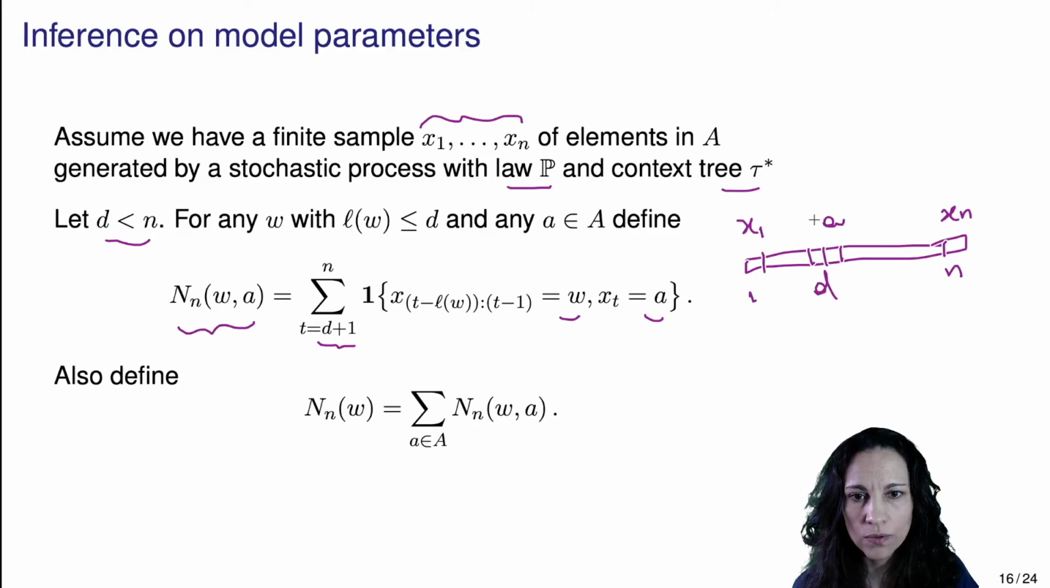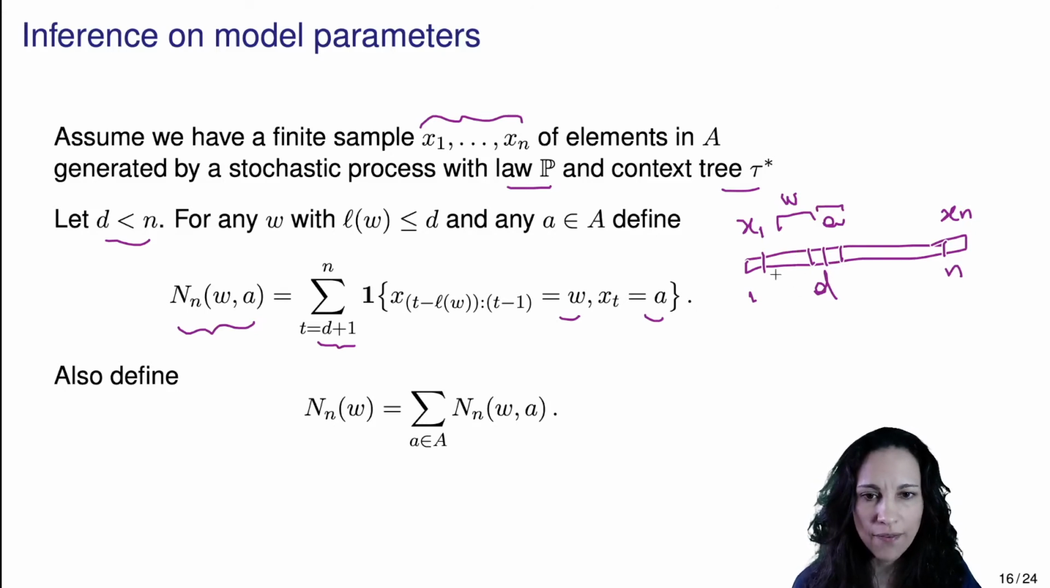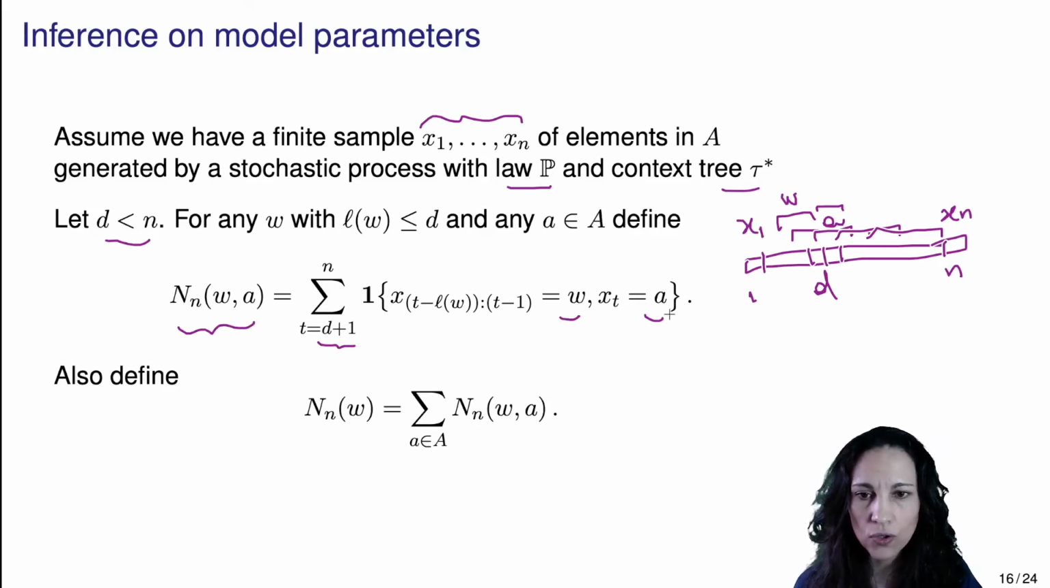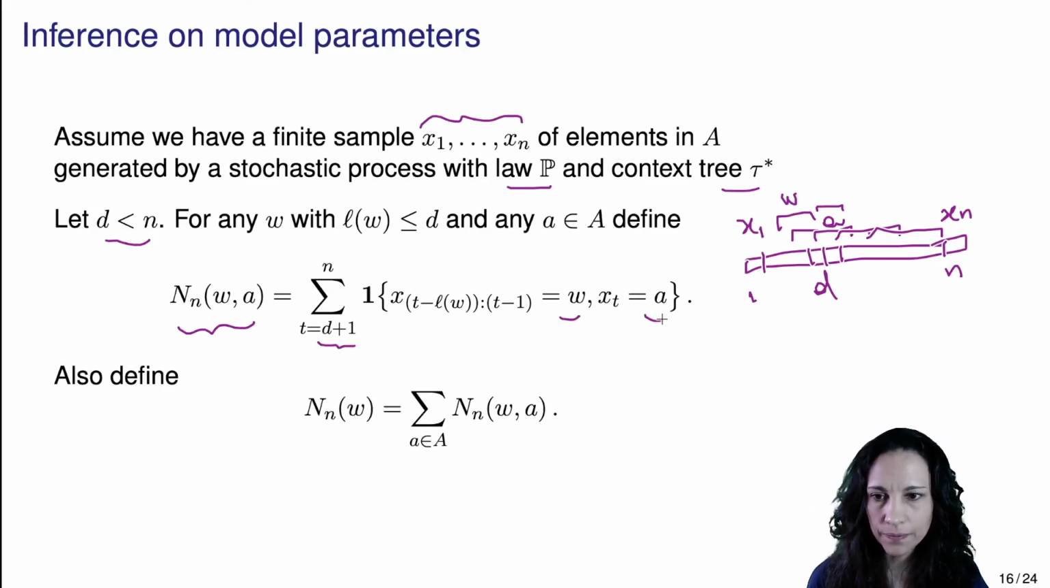So w can occur here, and w must be followed by a here, beginning at time d plus 1. And then we have a sliding window where now we are going to consider the following occurrence, and that's until we arrive at time n, okay? So we have a sliding window counting the occurrences of the sequence w followed by the symbol a.